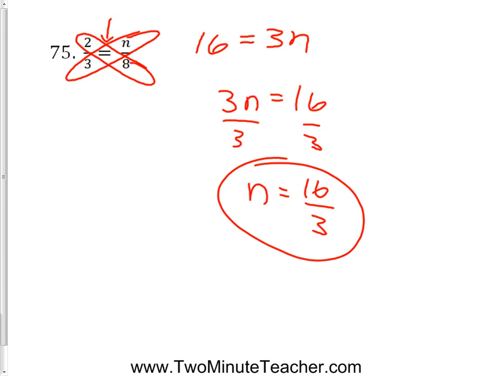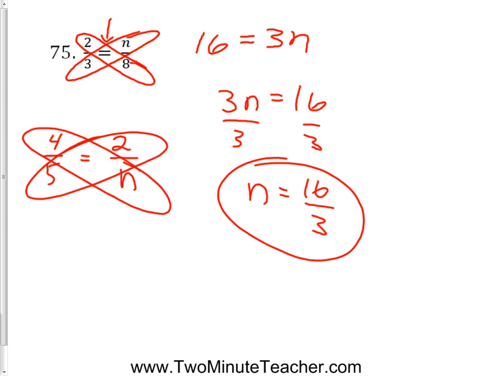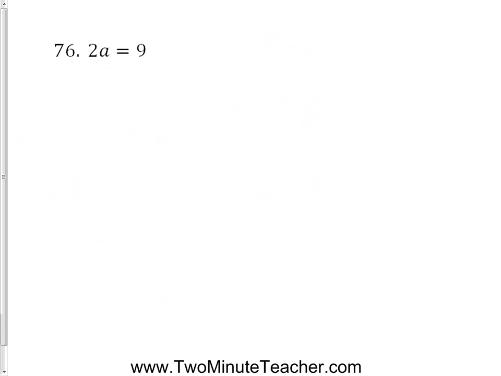Whenever you have two fractions equal, you've got a proportion, and you set their cross products equal. So if I had 4/5 equals, let's put the number on top, 2 over n, I can cross multiply. 4n equals 10. And then I divide by 4 on both sides, n equals 10/4. I really should reduce that, n equals 5 over 2. So there's another example. All right, moving on.